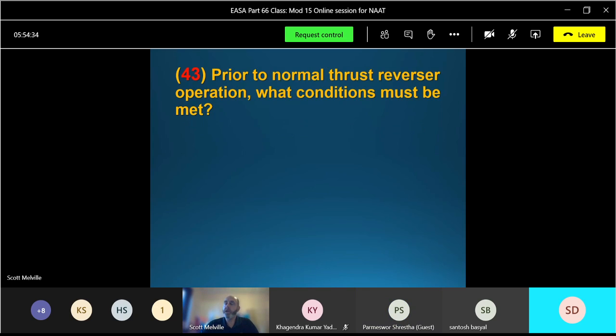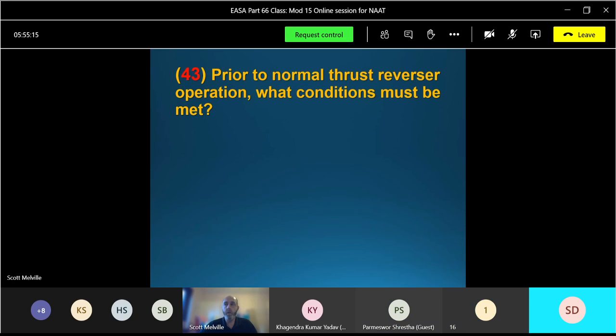Prior to normal thrust reverser operation, what conditions must be met? So you're going to select thrust reverse. What should you ensure first? What would you want to make sure you're doing first before you select thrust reverse? Weight on wheels. Yeah, weight on wheels. Make sure you're on the ground first. You're on weight on wheels, so you're on the ground. What about position of the throttles? Idle to reverse. Yeah, idle to reverse.